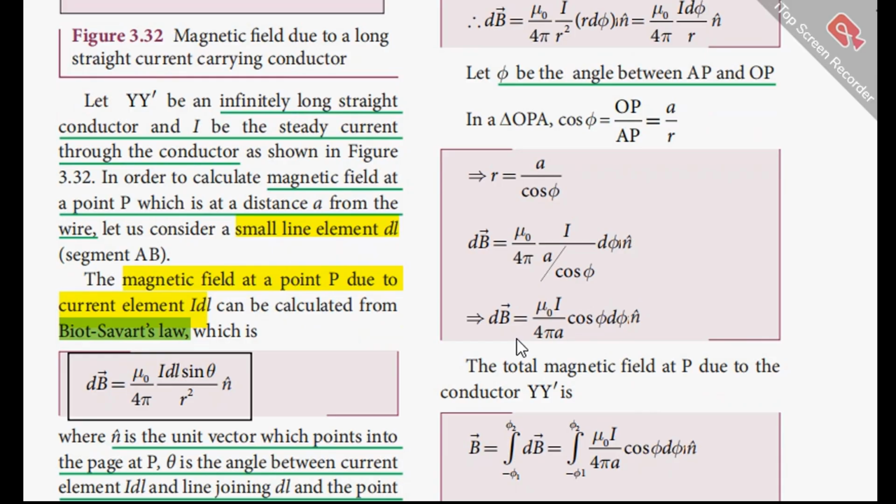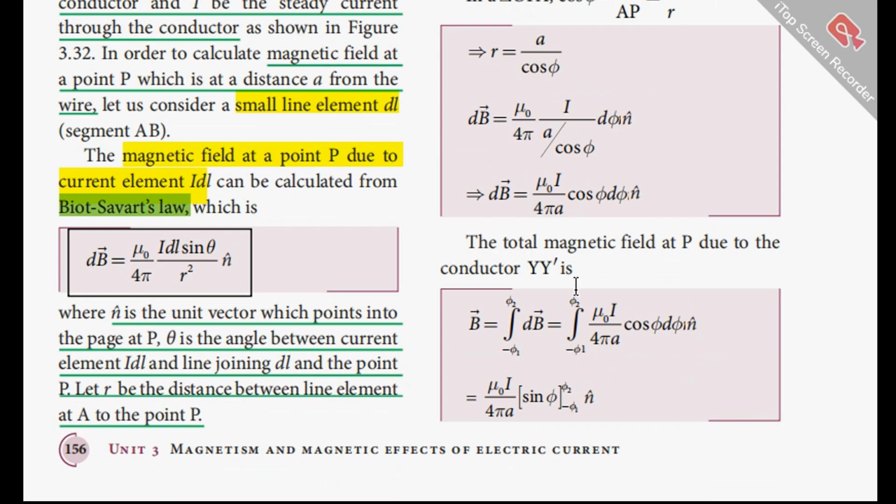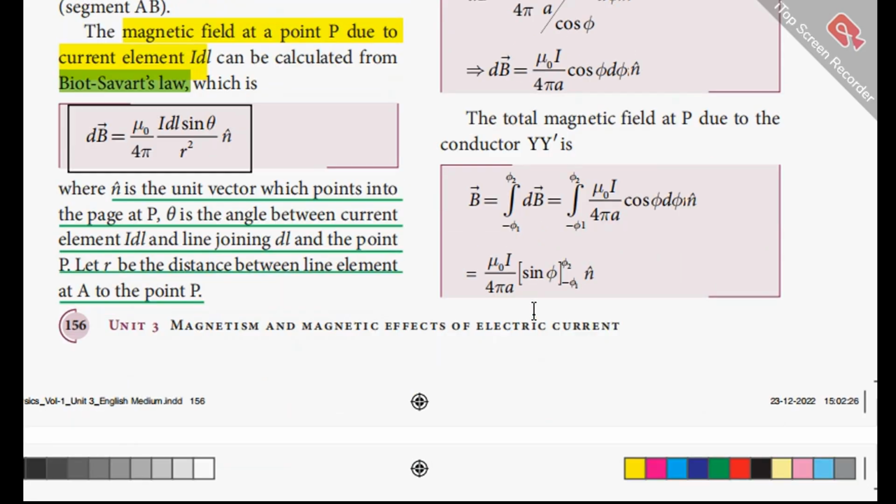Here dB can be written as mu naught I by 4 pi a, and here you can write cos phi d phi n cap. The total magnetic field at P due to the conductor YY dash is given by this expression: B equal to mu naught I by 4 pi a, sin phi with limits minus phi 1 to phi 2, n cap.